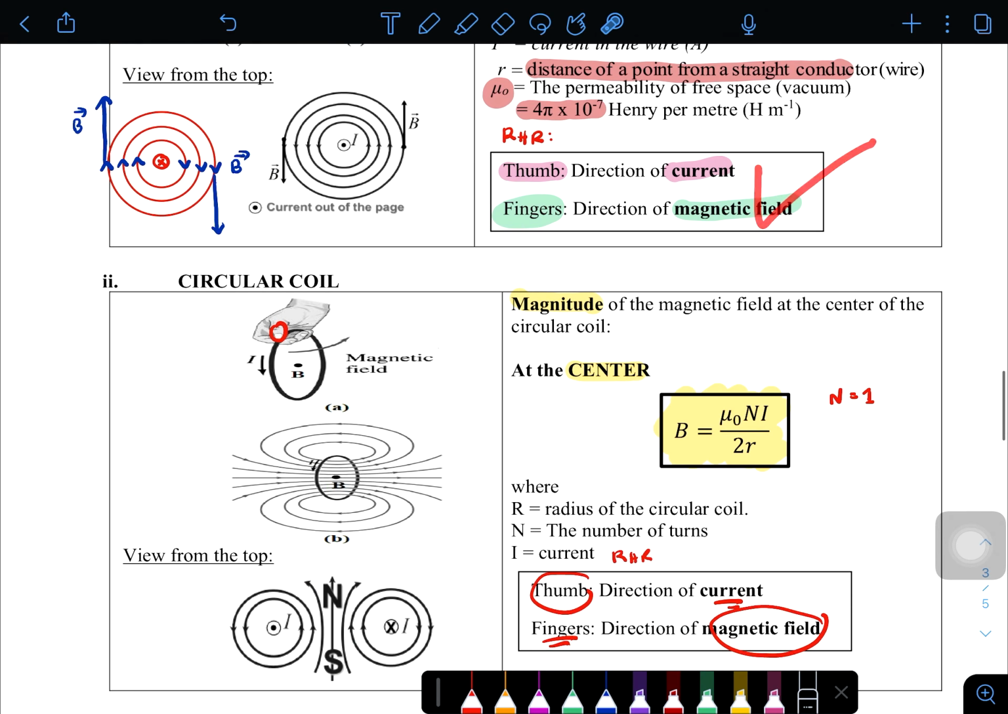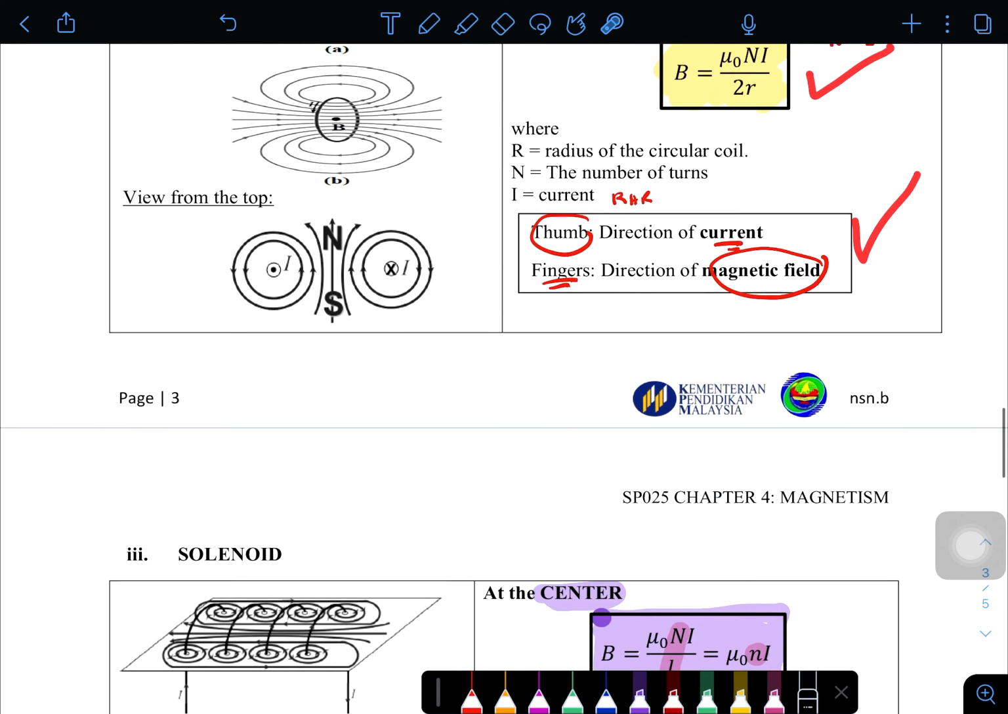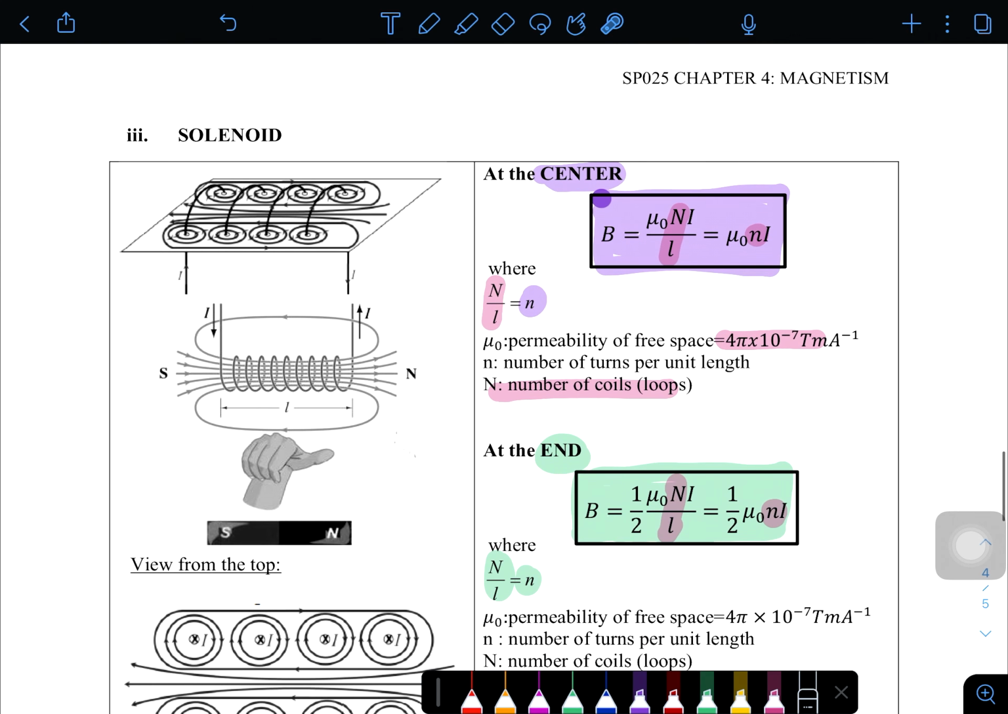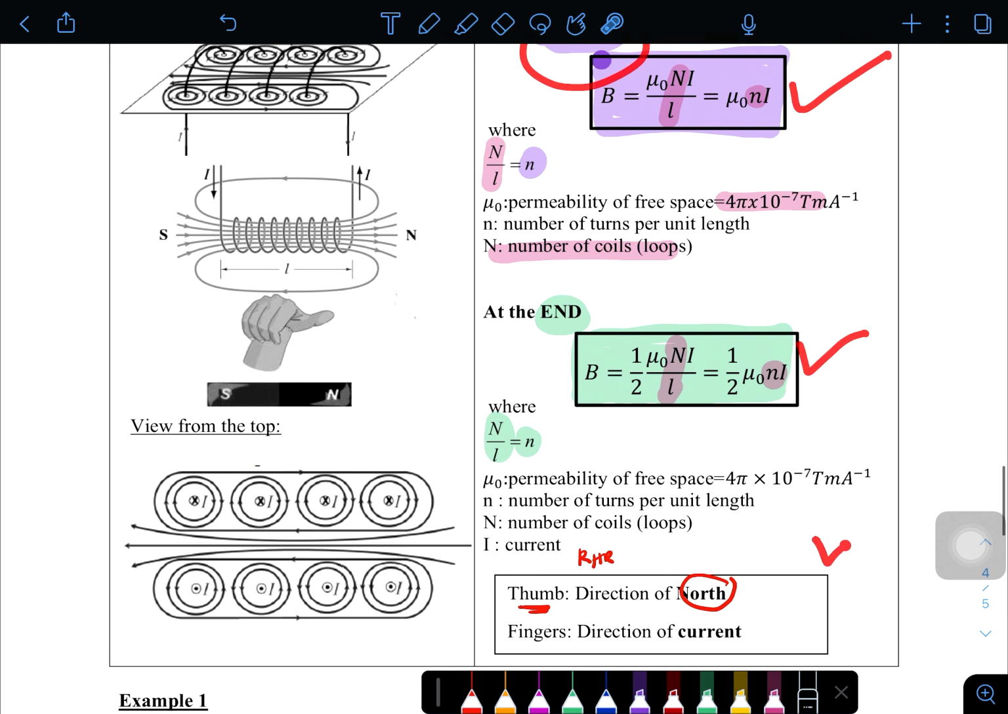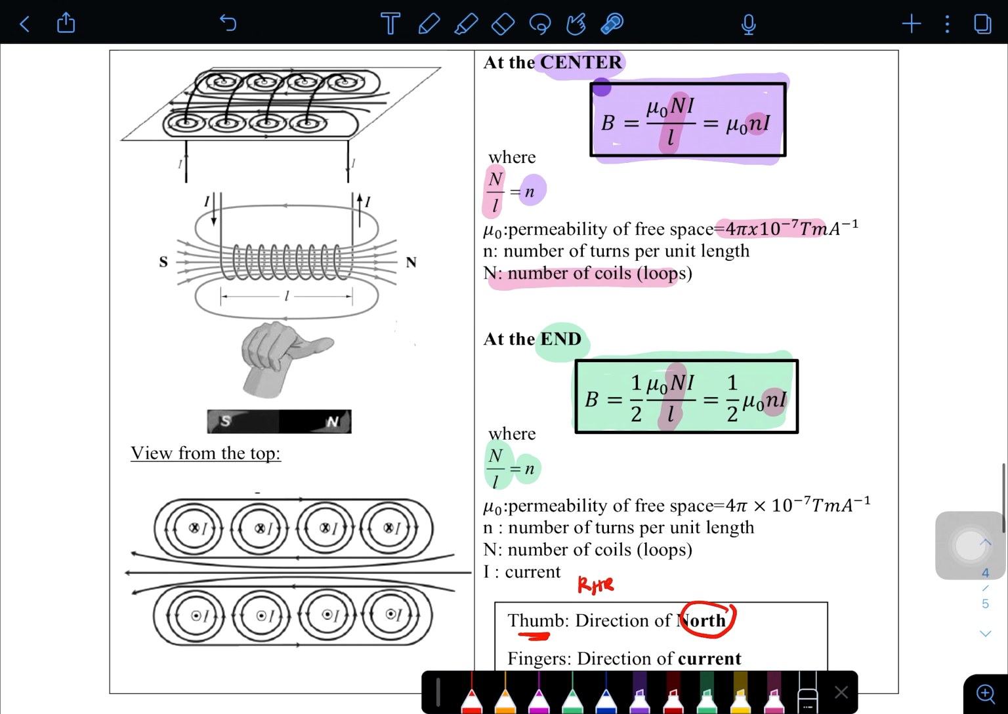Okay, for circular coil, this is the formula at the center. Okay, and the direction using right hand rule. And for solenoid, we have two formula which is at the center or at the end. Soalan will mention. Kalau soalan tak mention center ataupun end, dia ialah at the center. Okay, and to find the direction, you kena guna right hand rule tetapi 2 kali. So I will show you in the next video. Okay, so that's for 4.2.